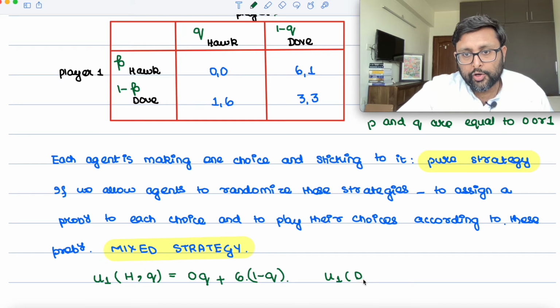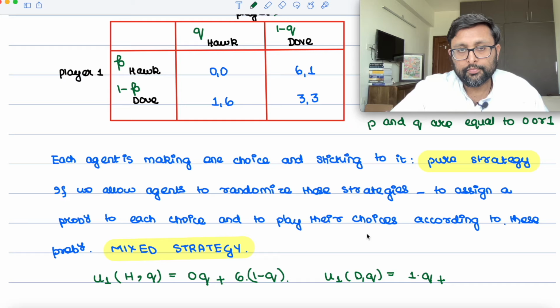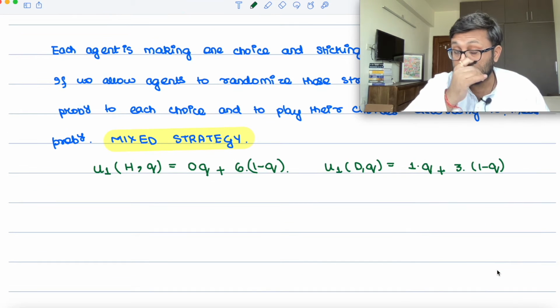Similarly, my payoff from playing dove, given your probability: whether I'll get 1 or 3 depends on whether you play hawk or you play dove. So I will get 1 if you play hawk, and you play hawk with probability q. This is when I'm playing dove. I get 3 when you play dove, and you play dove with probability 1 minus q. Right, beta?